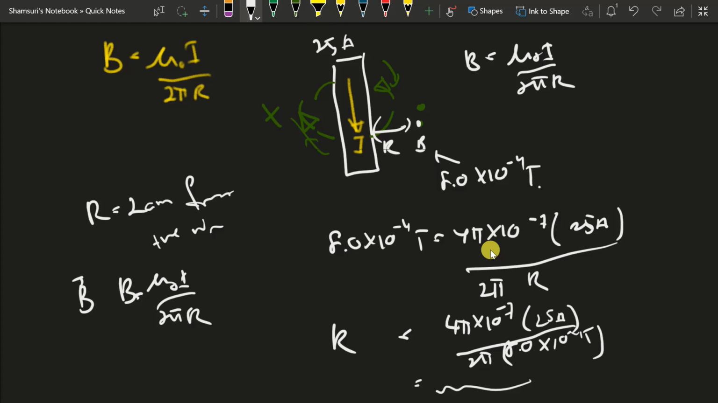Remember, if it is 2 cm, we need to convert into meters. So 2 cm is equal to 2 times 10 to the power minus 2 meter, or you can also have 0.02 meter. That's the conversion, so that you can have the value.